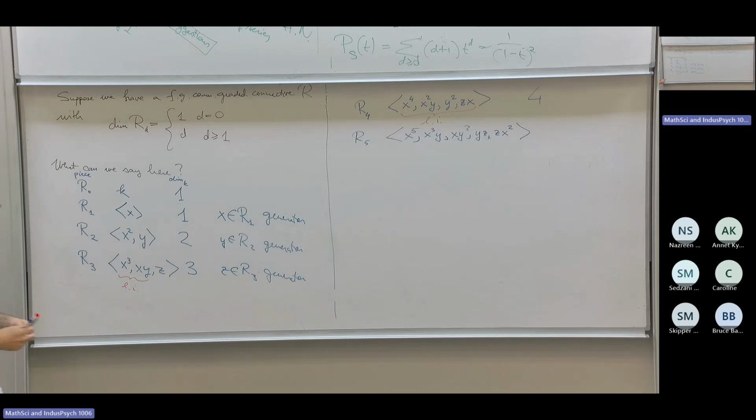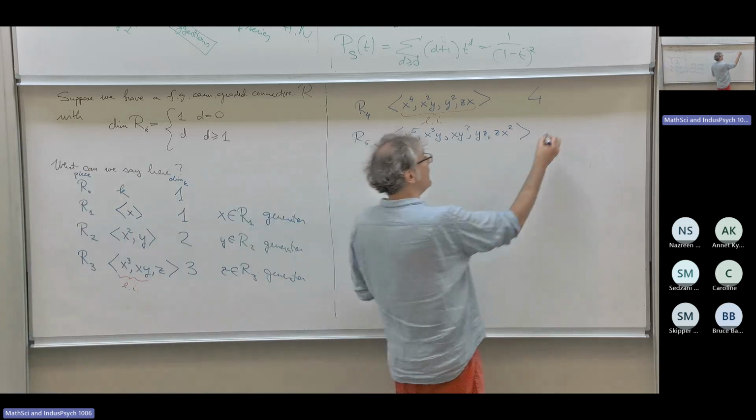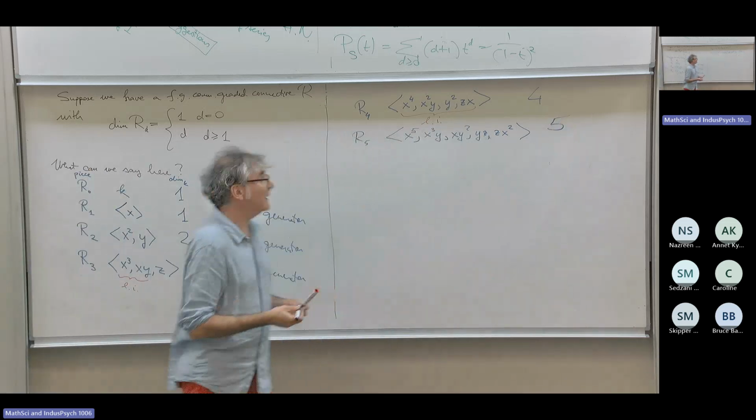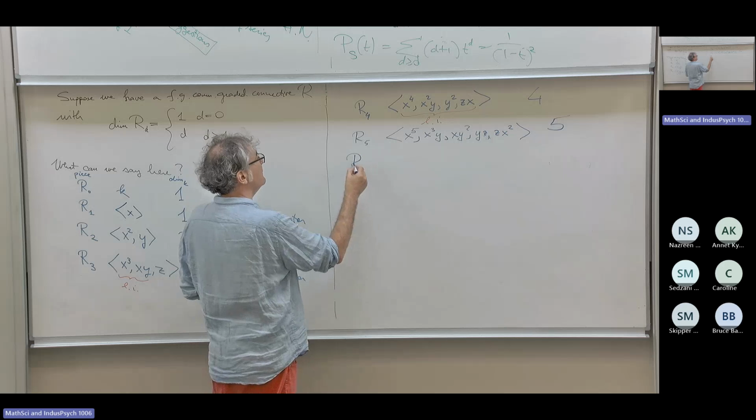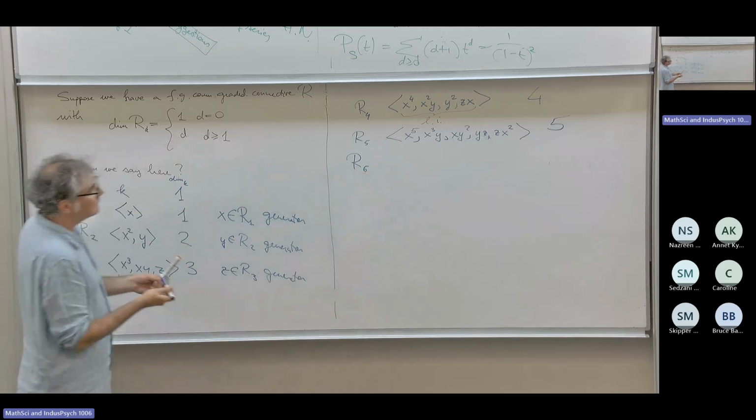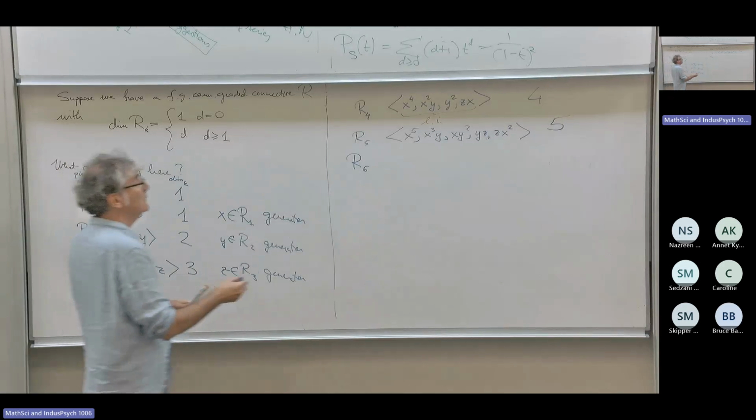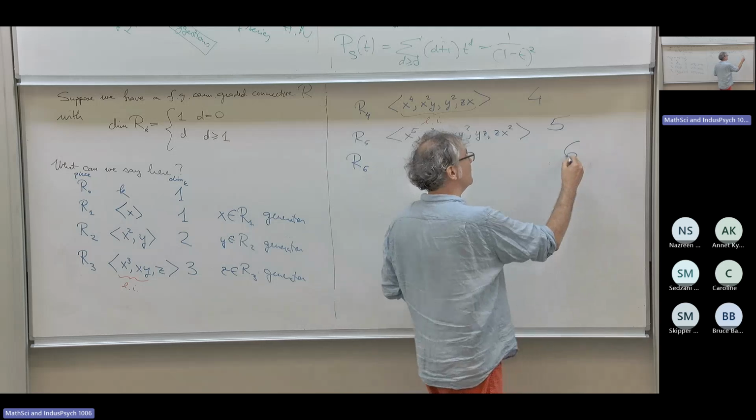These are degree 5, and again, seem to be lucky. We have exactly the right number that we want. And we are almost done. What about R6? So in R6, we are expecting a 6-dimensional vector space.